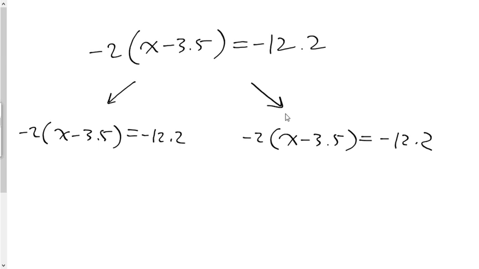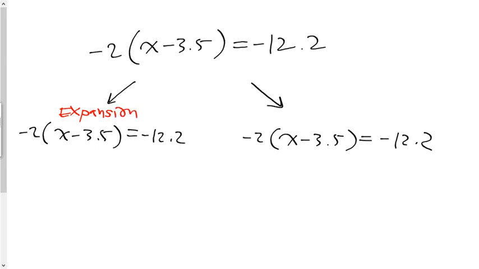So the question we have today, our warm-up question, is -2 groups of x minus 3.5. Instead of saying two groups of x minus 3.5, we have to have -2 groups of that much. It's equal to -12.2. So there are two methods we could solve it. The first one is called expansion using distributive property.